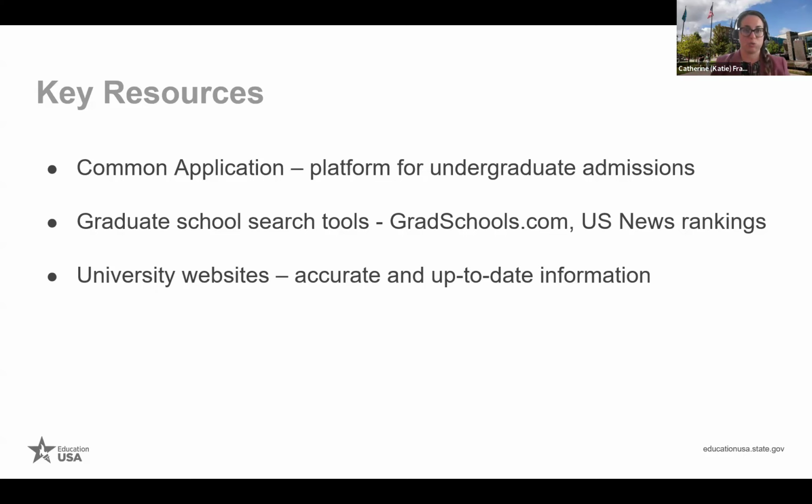And for graduate school searches, you can go to gradschools.com. There's also, we talked about rankings. You can look at the US News and World Report rankings, and that will be listed there as well. So those are kind of where you can start if you want to start looking for universities. And then obviously the key resource is going to be the university website. That's going to be your most accurate and up-to-date information, because we know that that's where a lot of students are looking first.